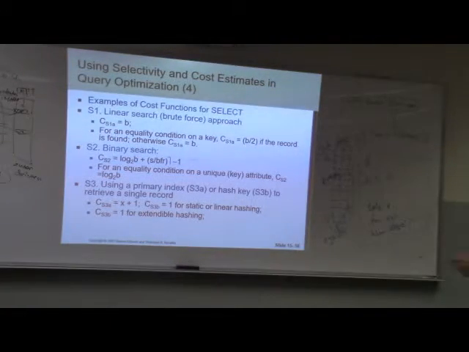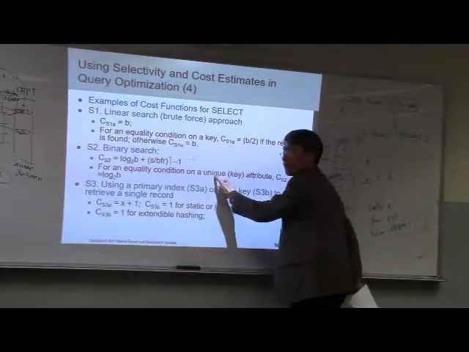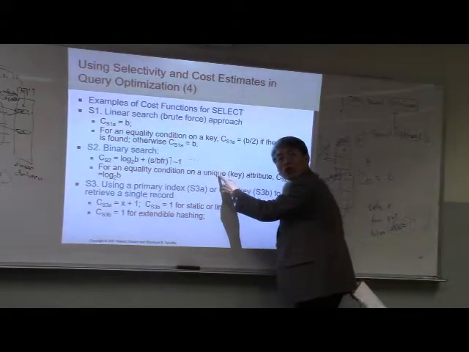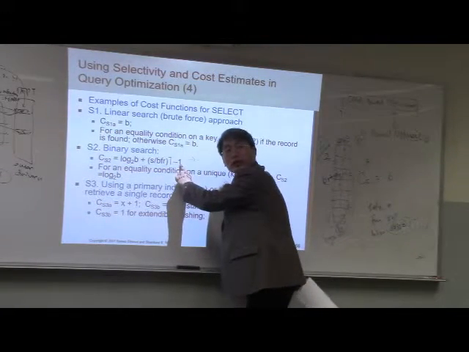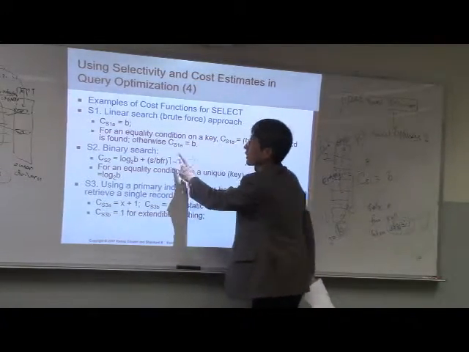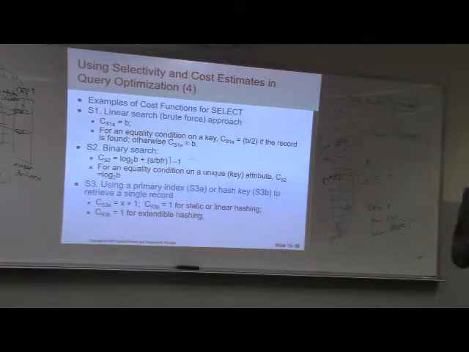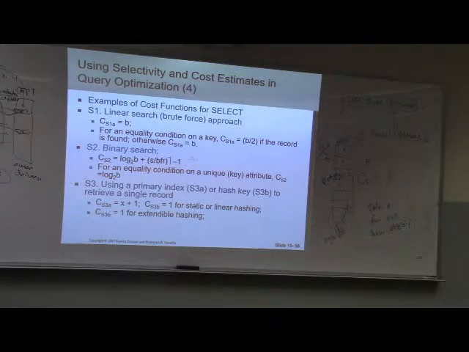Can you differentiate this one and this one? This is only for unique or primary key. This one is non-unique. Non-primary key case. The third one, we are going to skip the hash instead. So in case of the hash, we will set a default value of 1.